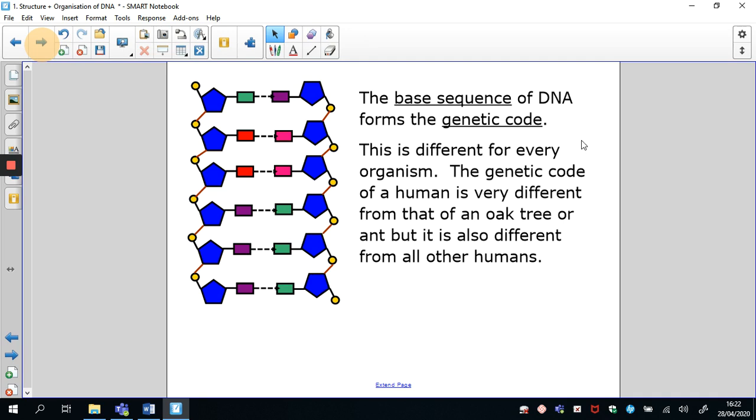So what actually is the genetic code? It's the sequence of bases, and it's different for every organism. If we looked at the base sequence or the genetic code of a human, it would be very different to that of an oak tree or an ant or an elephant or a daffodil. It would also be different between humans. So mine wouldn't be the same as Mr. Hill's, which shouldn't be the same as Mrs. Combs', which shouldn't be the same as yours.